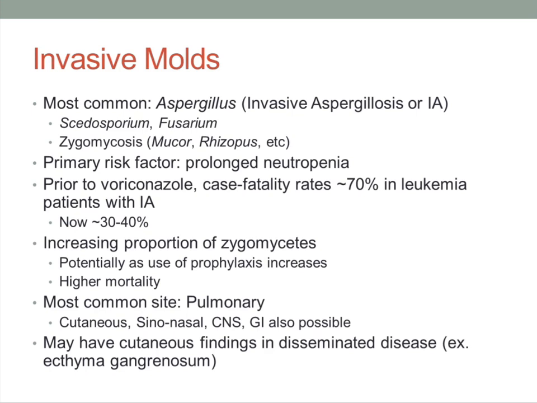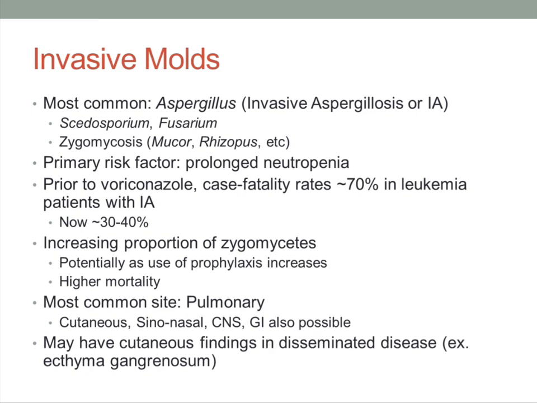One of the biggest risk factors is prolonged neutropenia. And really, prior to the advent of any sort of mold-active triazole, the case fatality rates were terrible, up to 70% in leukemia patients. Now that's settled down to 30 to 40%. So we've definitely improved, but it's still a pretty high mortality.